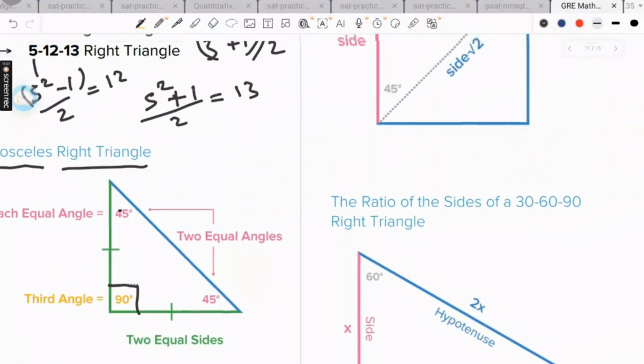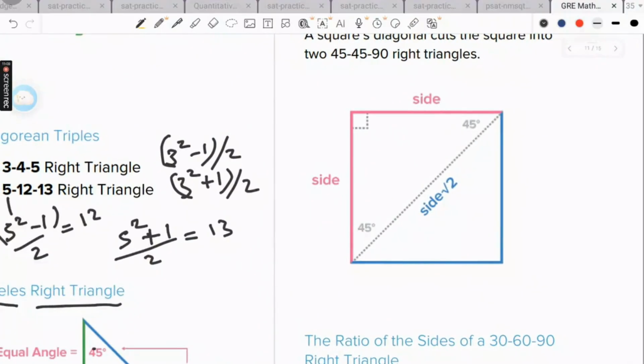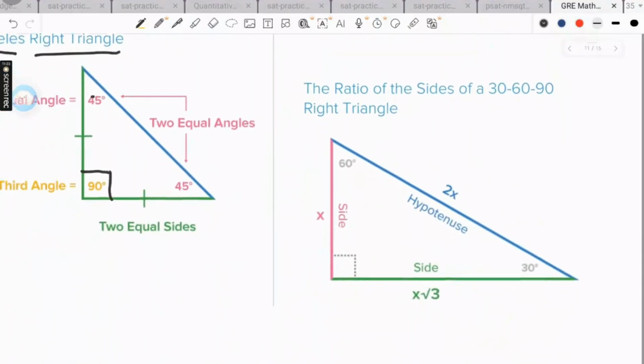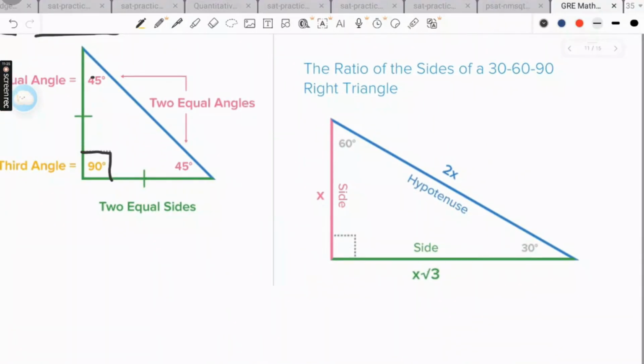But in this isosceles right triangle, the ratio of the lengths of the sides is 1, 1, root 2. This is another one. In a 30, 60, 90 triangle, the ratio is 1, root 3, 2. What does this mean? It means that if the hypotenuse is 20, then this side will be 10, and this one will be 10 root 3.